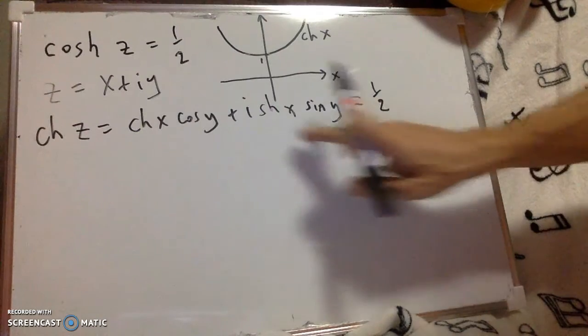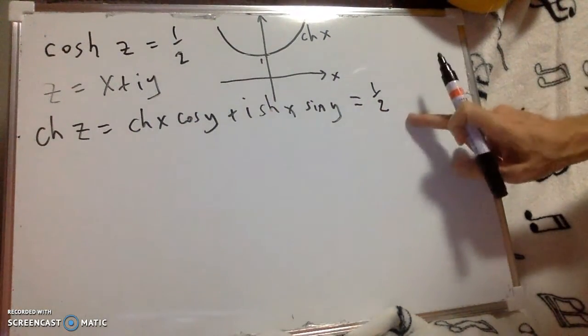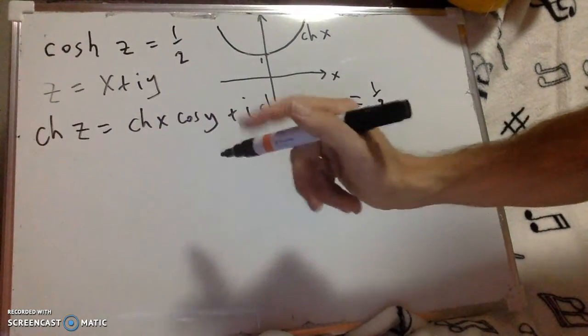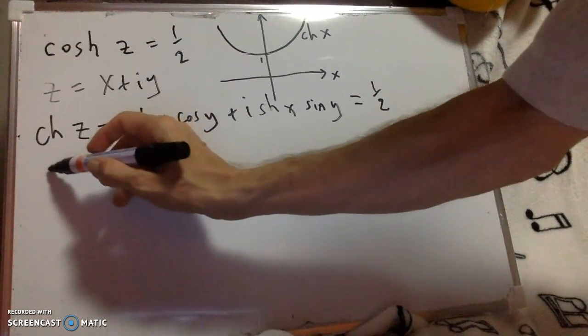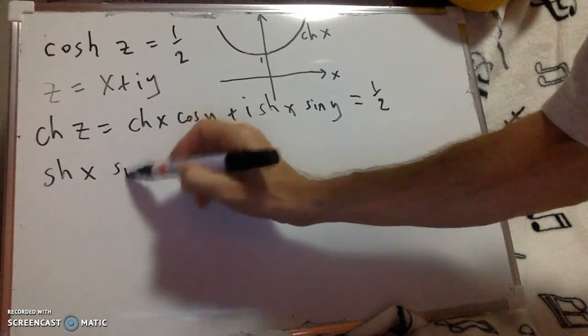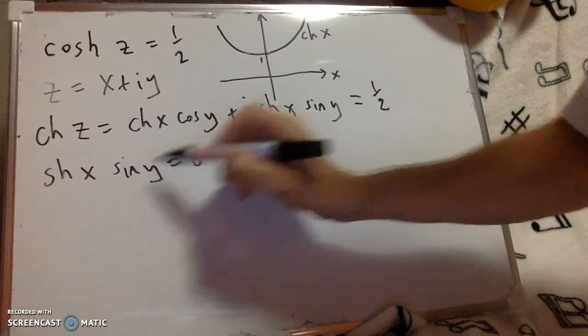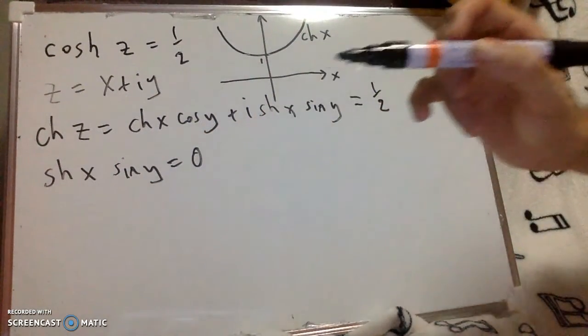I'm going to take imaginary parts first, just because the imaginary part of 1/2 is obviously 0, and normally the 0 bit is easier. It's easier to start with a 0 thing. Okay, so we have various possibilities.